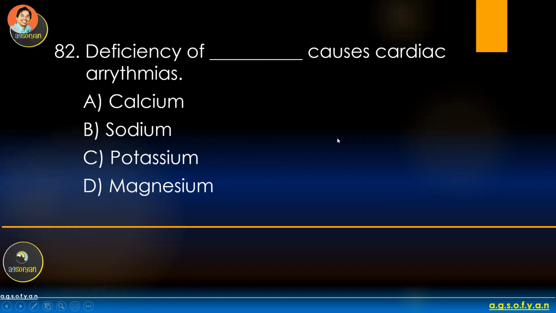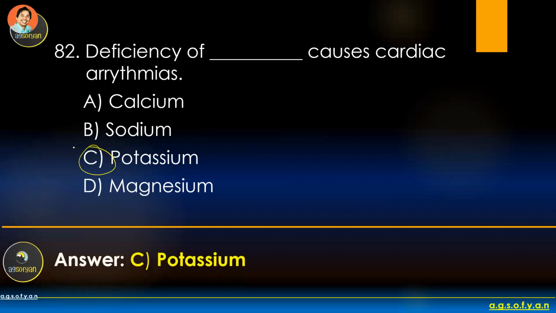Deficiency of blank causing cardiac arrhythmias. Calcium, sodium, potassium, or magnesium. Cardiac arrhythmias mean irregular heartbeat, and the deficiency of potassium might cause this problem.